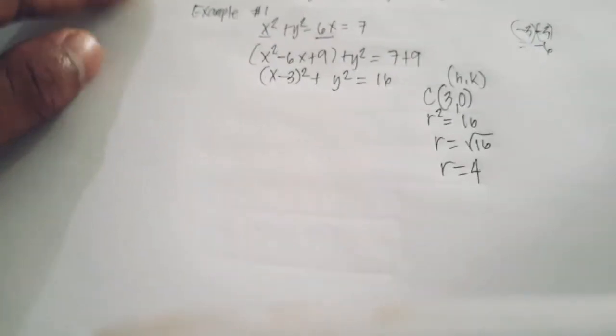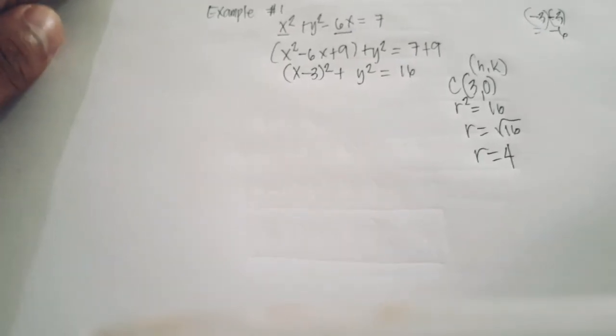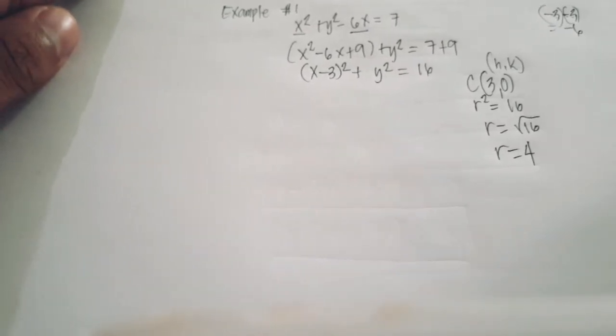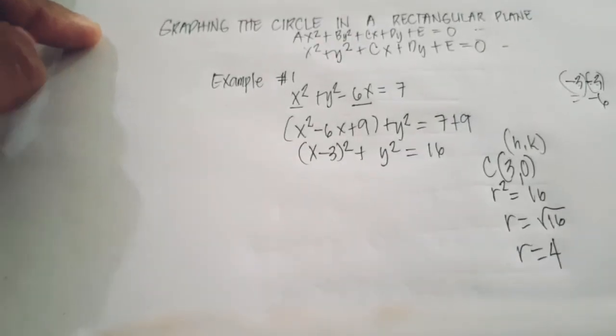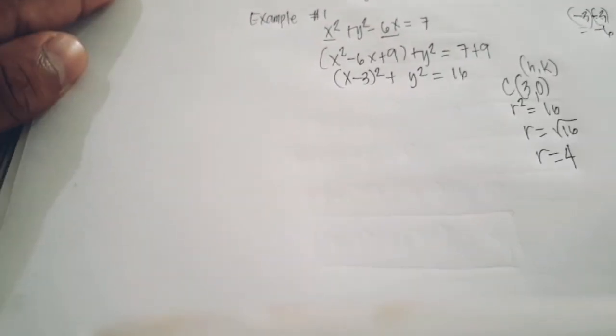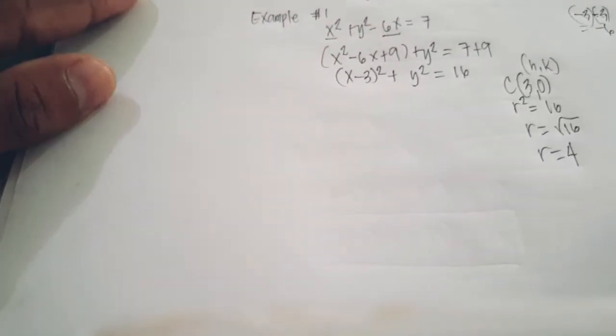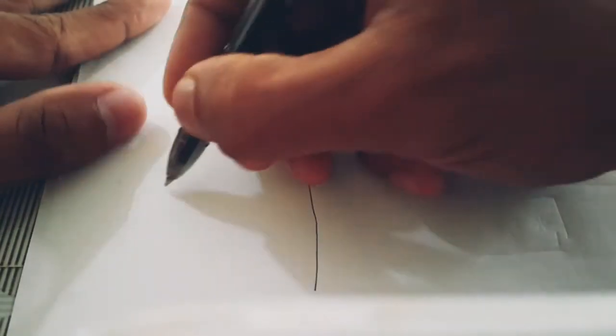Okay, so you get that? Now from this, we can sketch the graph of our circle x squared plus y squared minus 6x equals 7. So let us try to sketch the graph of our circle. So let's have this one.